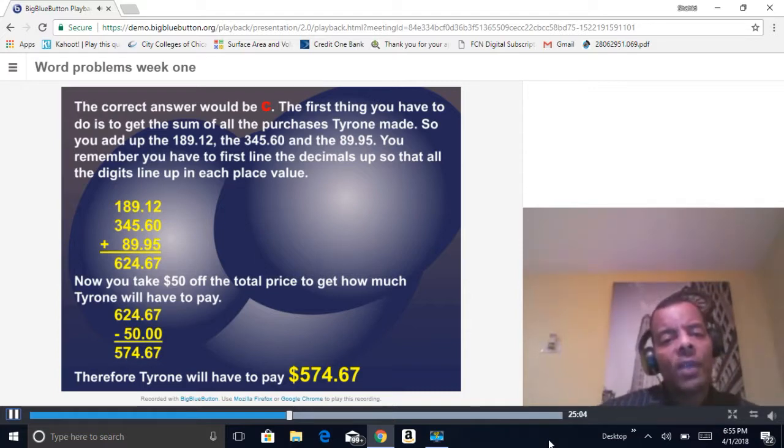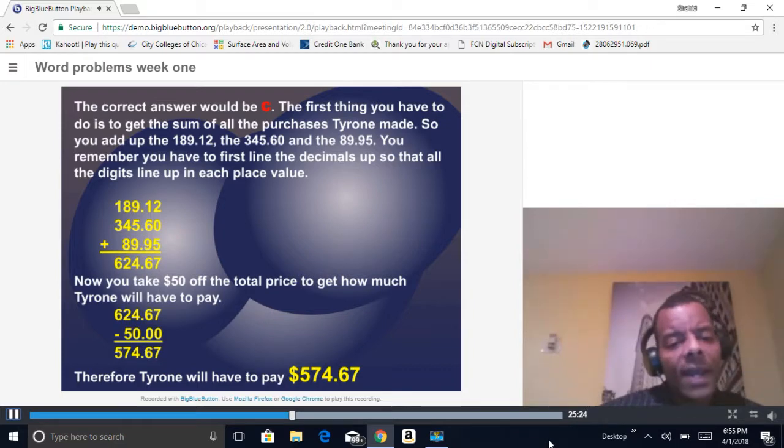The first thing we have to do is get the sum of all the purchases Tyrone made. So we add up all the amounts, as you can see here. We're adding them all up. Remember, of course, when you're adding decimals, just as a review, you line up all the decimal places. You line up everybody that's in the same place value, okay?